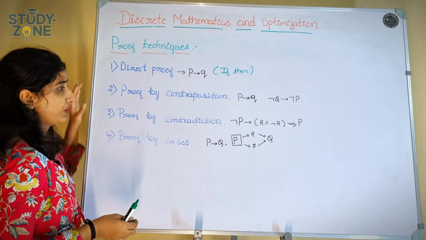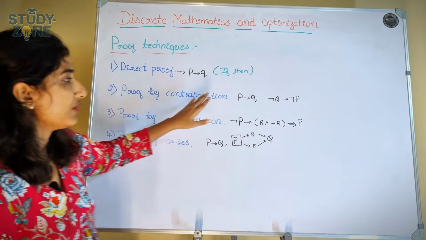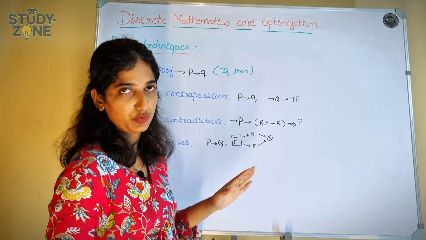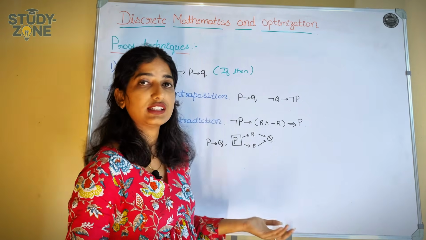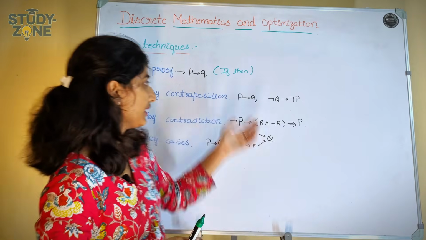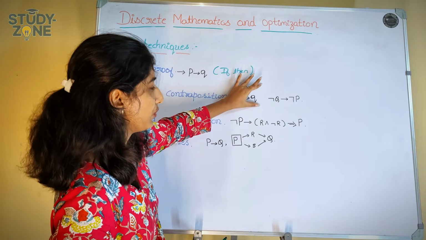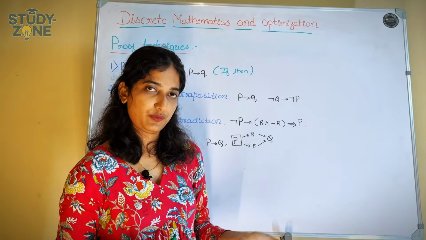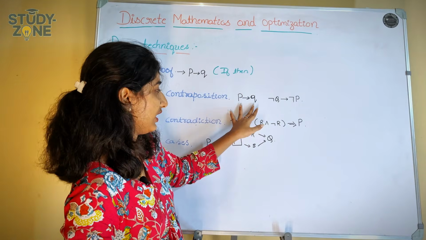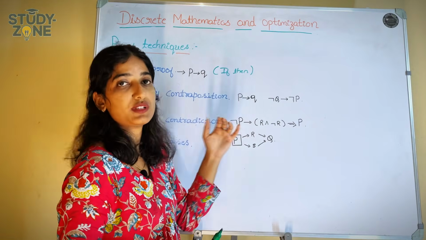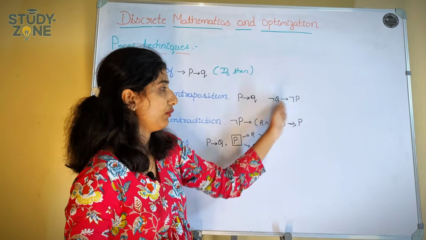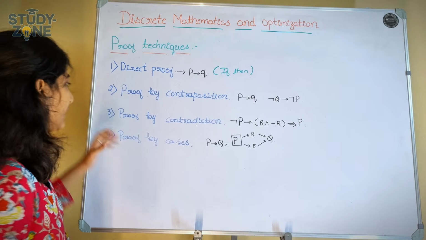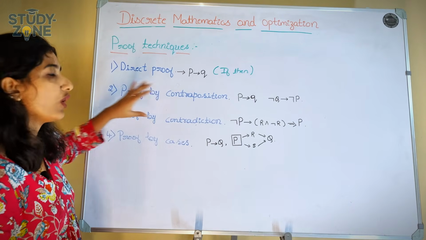And then we have proof by contraposition. Here we have P implies Q is true. Okay, and then we are taking the negation of this one, which means if P implies Q is true, then negation Q implies negation P is true. Okay, we are taking the negation and also we are reversing these terms, and we are telling negation Q implies negation P is true.